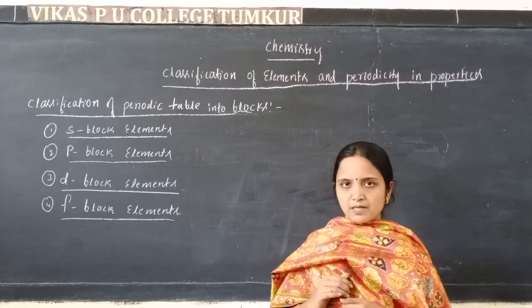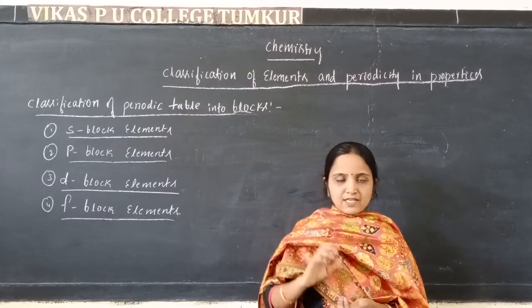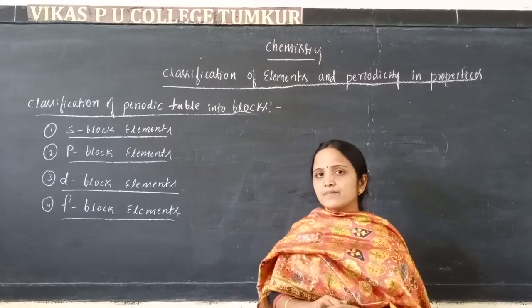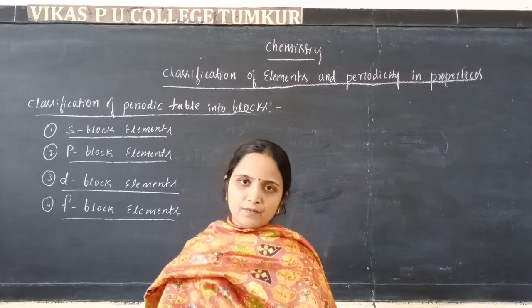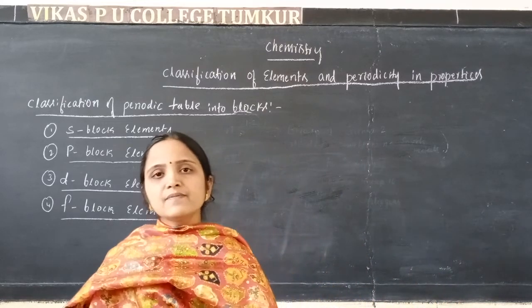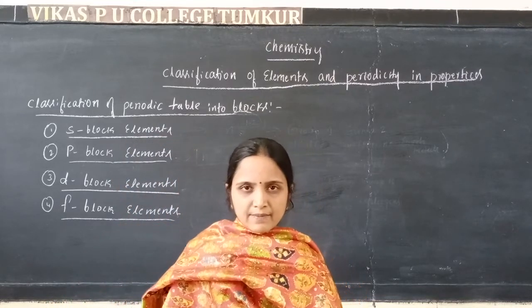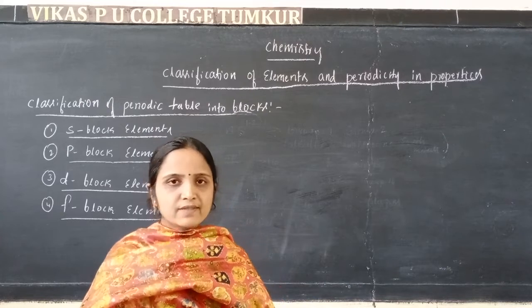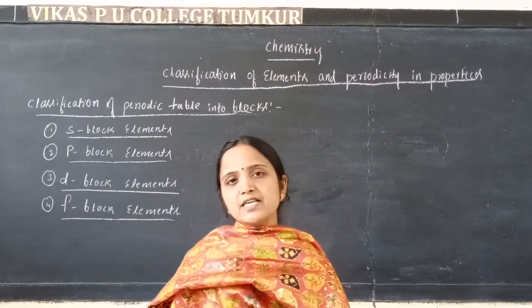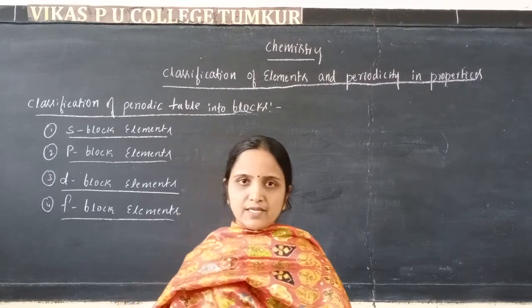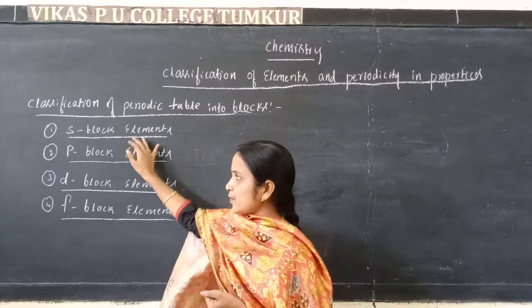First we will discuss the first block of elements, which we call S block elements. What is meant by S block elements? These are the elements in which the differentiating electron enters the S orbital of the valence shell. That we call S block elements.